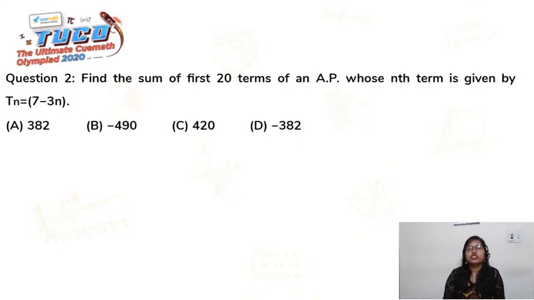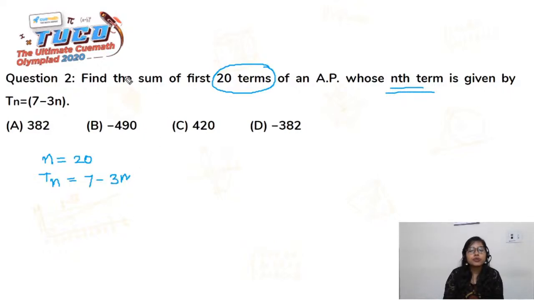Okay, let's quickly check this out. It says find the sum of the first 20 terms. 20 terms, as in, can I say that the value of n becomes 20? Because n is nothing but the number of terms. The nth term is given by 7 minus 3n, so Tn is given as 7 minus 3n. And what are we supposed to calculate? We are supposed to calculate the sum.